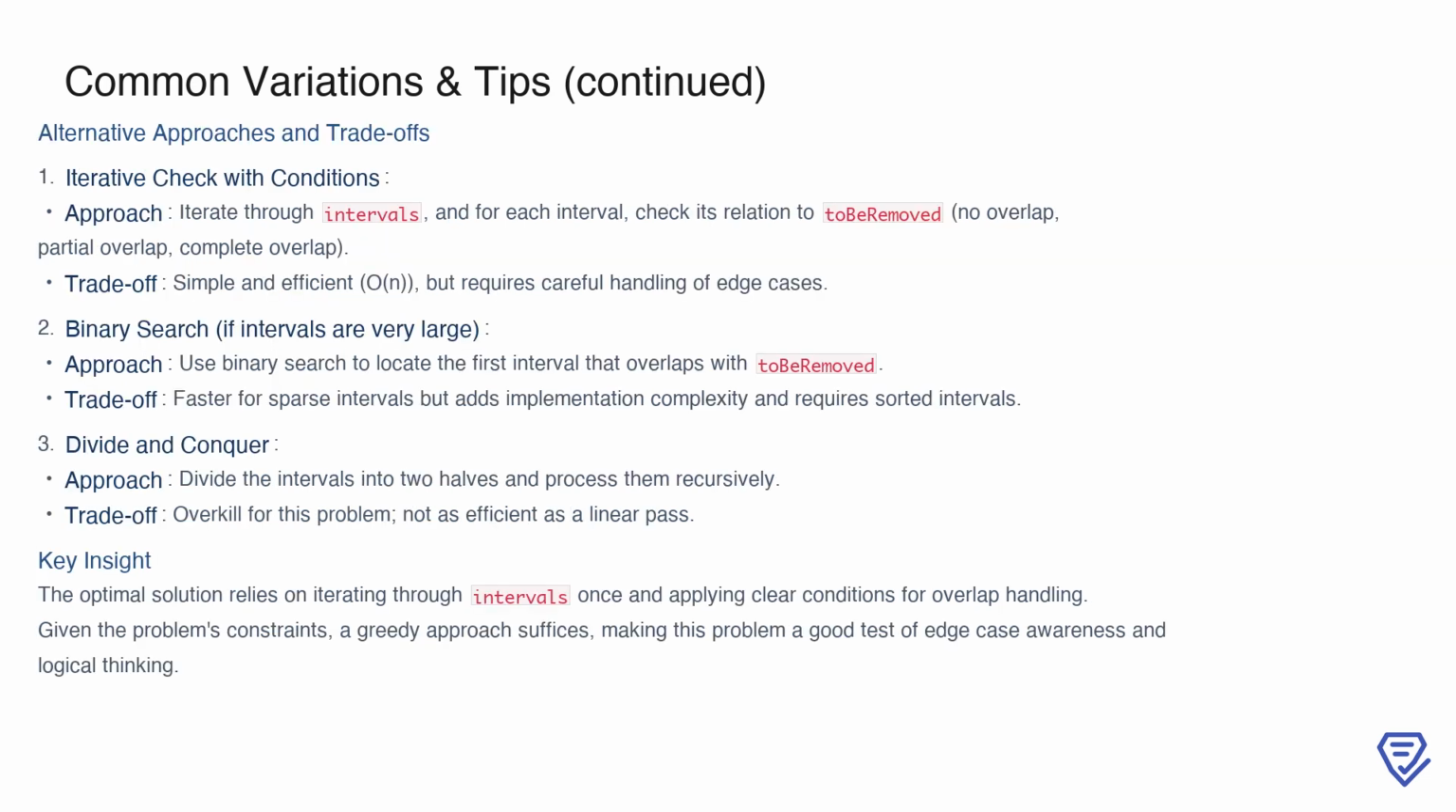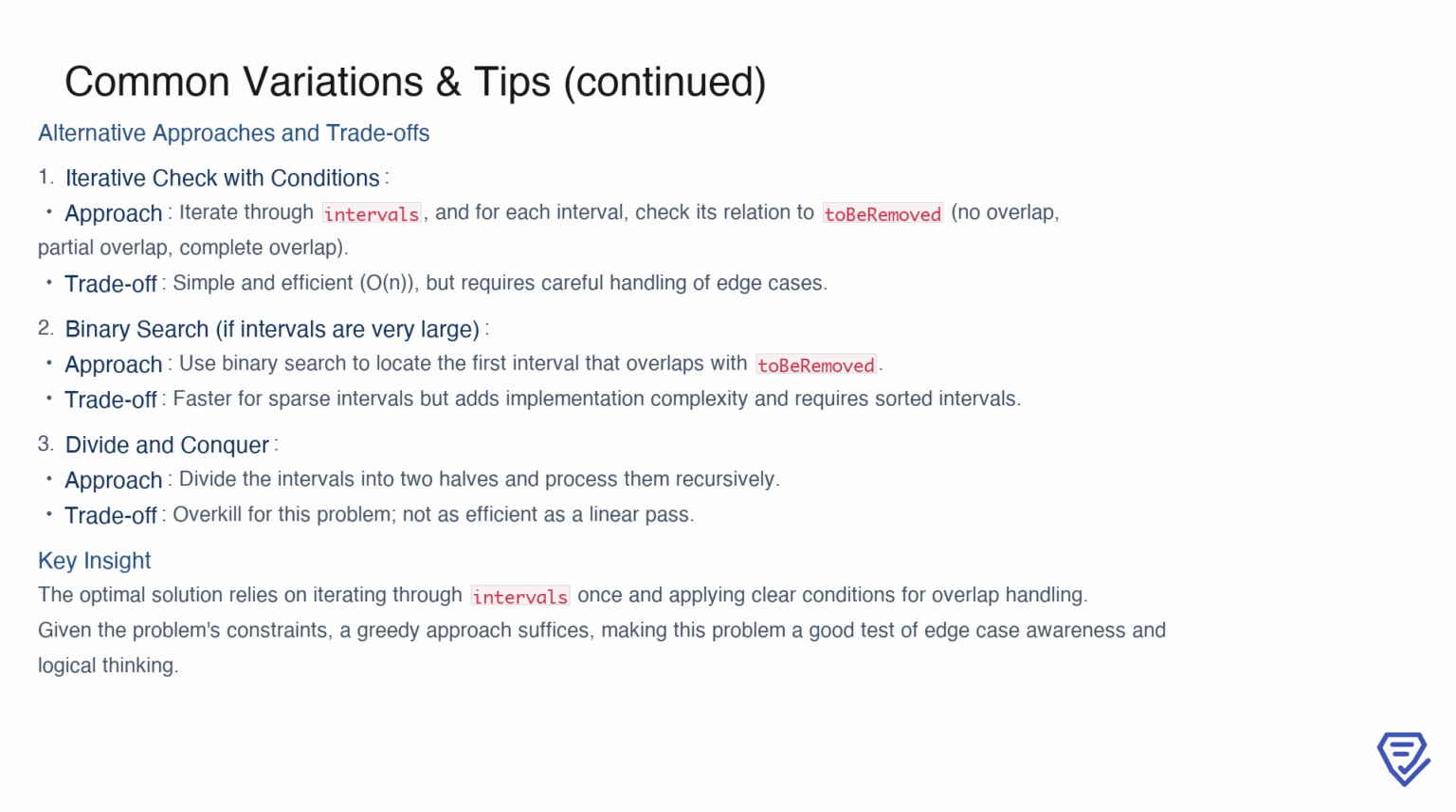There are a few alternative approaches to solving this problem, each with its own trade-offs. The most common and straightforward method is an iterative check with conditions. Here, you iterate through the list of intervals and determine the relationship of each interval to the one being removed, whether there's no overlap, partial overlap, or complete overlap. This approach is efficient, with a linear time complexity of O(n), but you need to be very careful with edge case handling to ensure correctness.